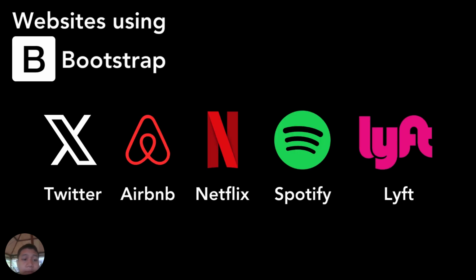These are popular websites using Bootstrap. Five of them are Twitter, Airbnb, Netflix, Spotify, and Lyft. Of course we all know what Twitter is, and Airbnb, Netflix, Spotify, and maybe some of you haven't known Lyft yet. Lyft is like Uber, I guess. I don't know.